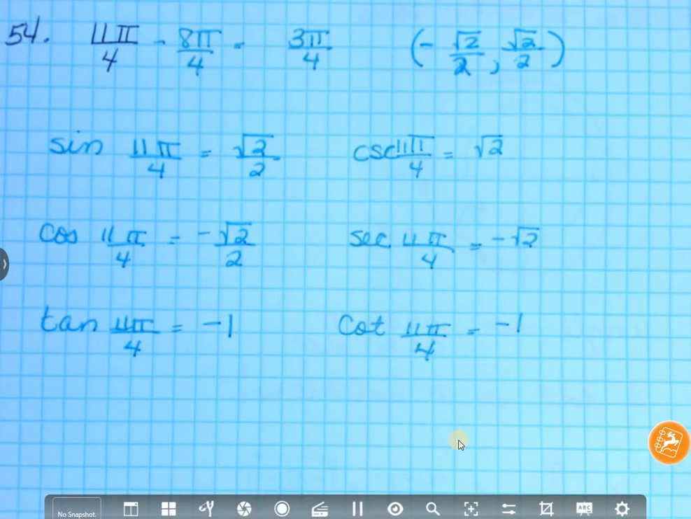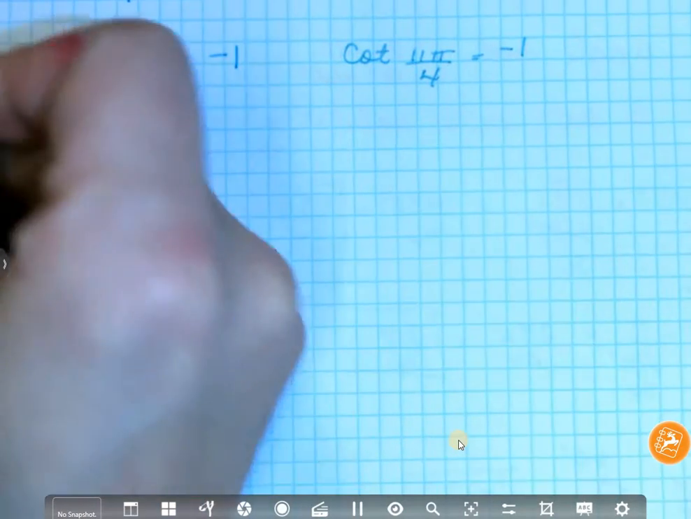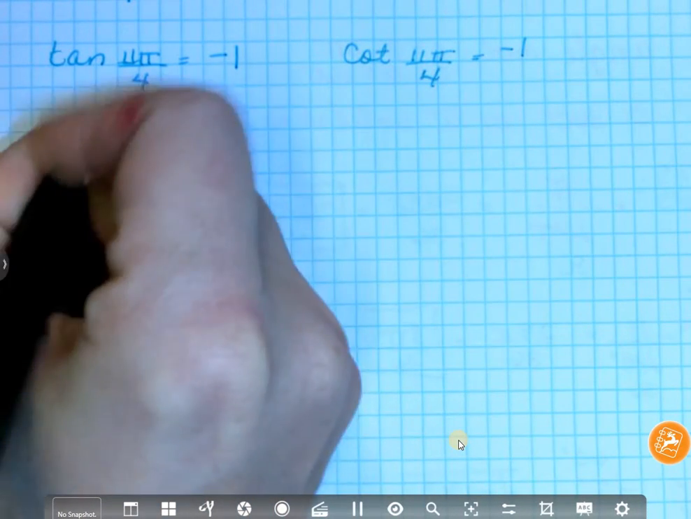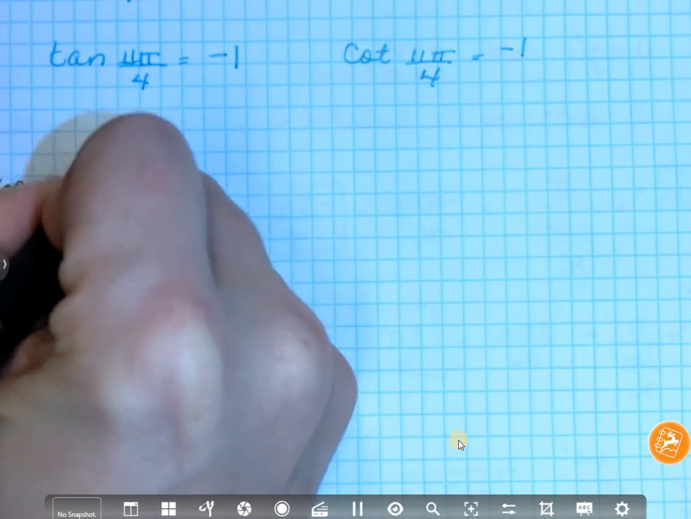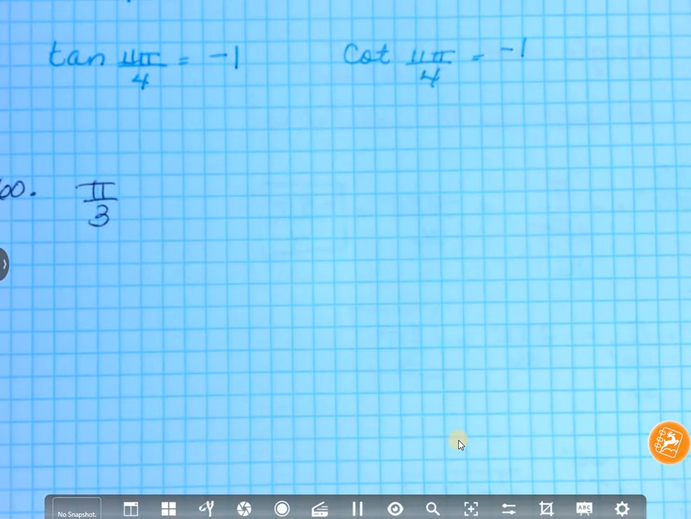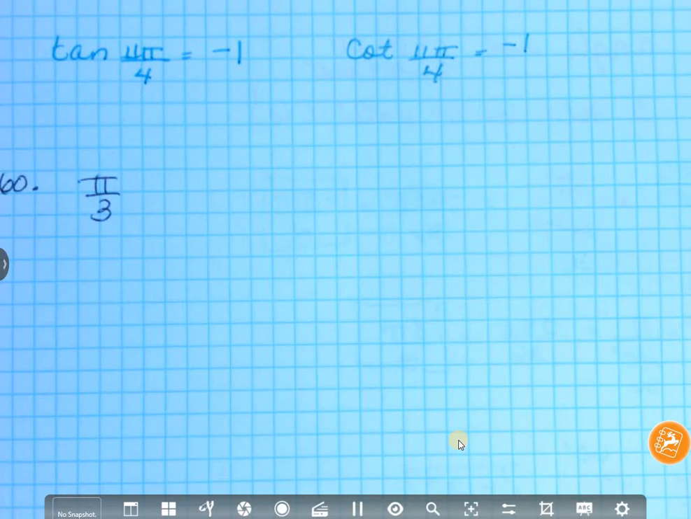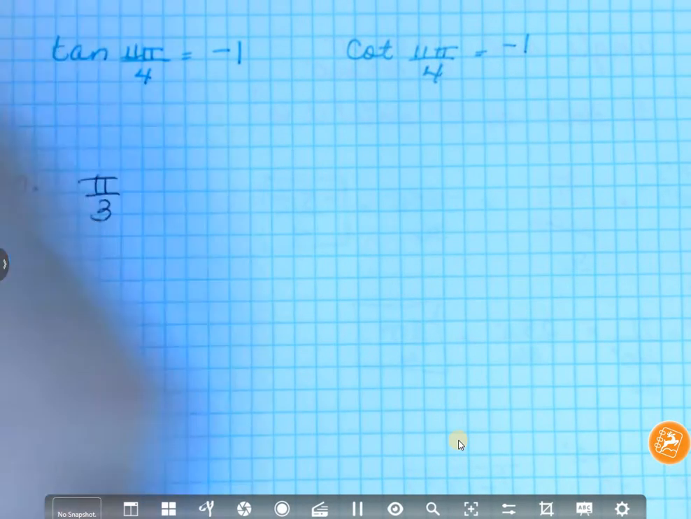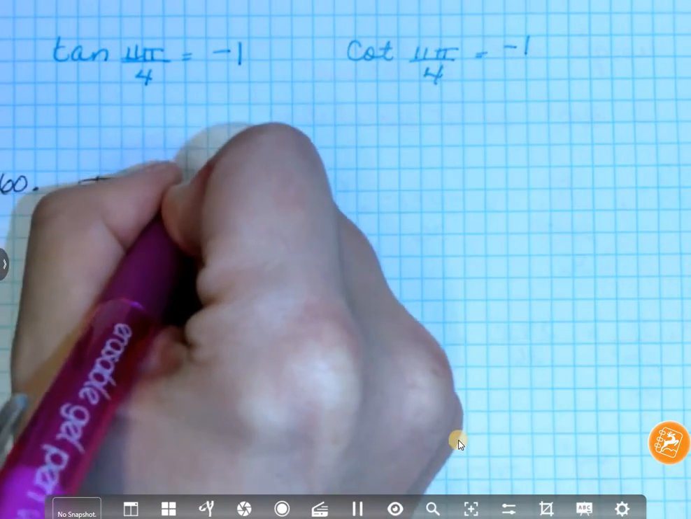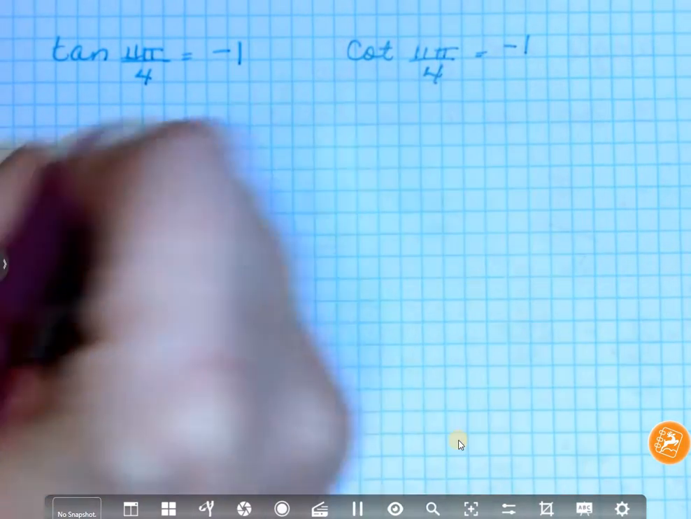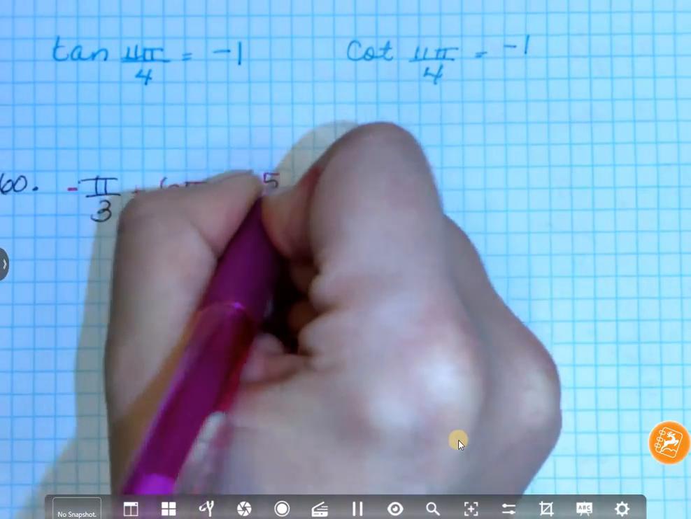Same idea. 60 gives you negative pi over 3. That's not in my circle. What do? Add 3, well, not 360. 2 pi. And 2 pi is 6 pi over 3. So that was a negative. So I end up with 5 pi over 3.